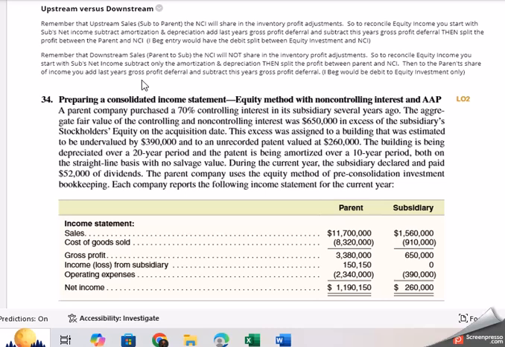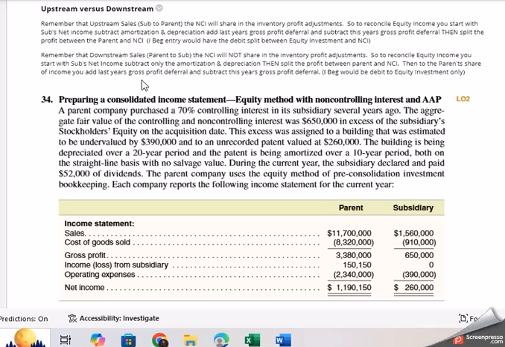So we're going to adjust our sub's net income to calculate out the income to be split, and then we're going to split it to the parent and the NCI. Downstream, when the parent sells to the sub, the NCI will not share in those adjustments. The NCI has nothing to do with the parent. The NCI is stockholders of the subsidiary company. So the parent's financial statements are of no interest to them. So if it's the parent to the sub, the only person that's interested in those adjustments is the parent.